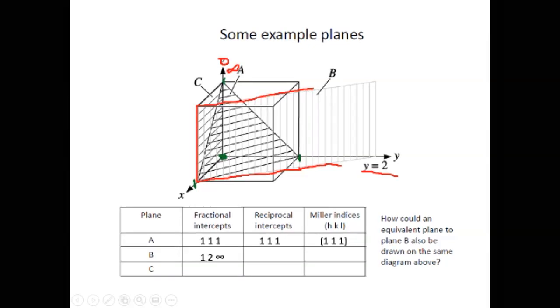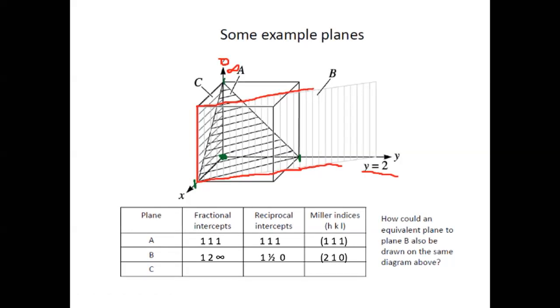Next, we take the reciprocal of these. We get 1, 1/2, 0. Notice that this is a half, so we have to multiply all of these by something to get whole numbers. We multiply by 2, and we get the Miller indices 2, 1, 0. Again, the 0 is because this plane will never cross the z-axis. So that was plane B.